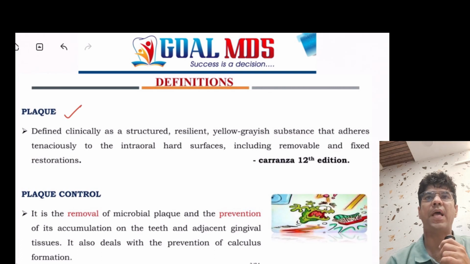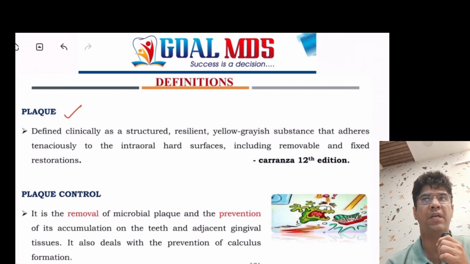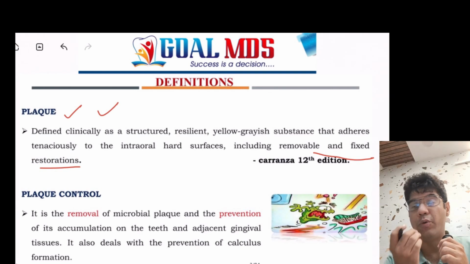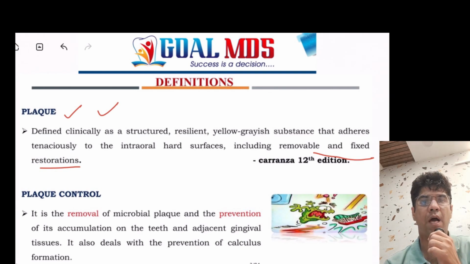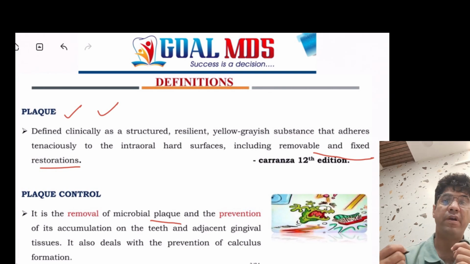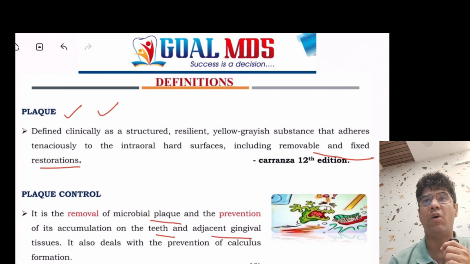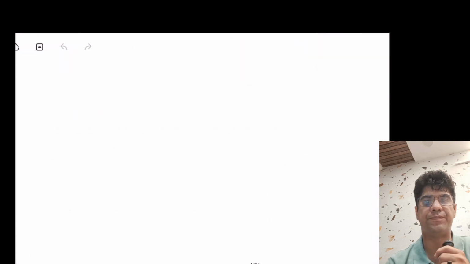So what is plaque? First of all, all of you should know the definition of plaque. It is a structured, resilient, yellow-grayish substance that adheres to the intraoral hard surfaces, including removable and fixed restorations. So that is the definition of plaque. Now what do you understand by plaque control? Plaque control means the removal of the microbial plaque and prevention of its accumulation on teeth and adjacent gingival tissues.